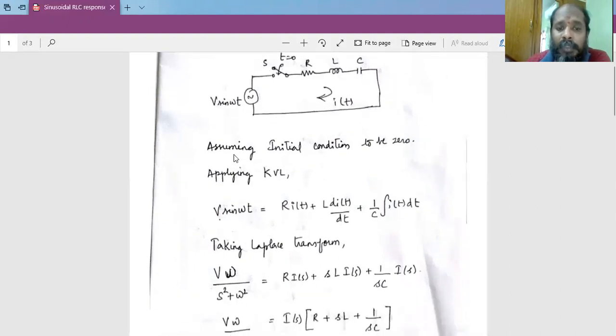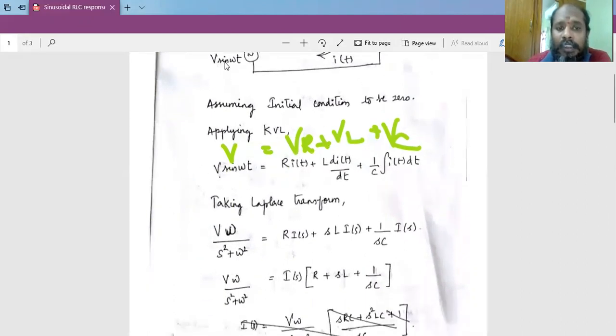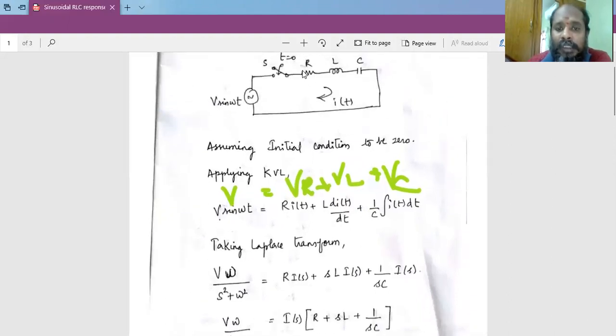When you apply KVL, Kirchhoff's voltage law, the applied voltage V will be equal to the voltage across the resistor plus the voltage across the inductor plus the voltage across the capacitor: VR plus VL plus VC. The voltage applied is V sin omega t, where V is the peak voltage, VM. The voltage across the resistor is R into I of t, the inductor is L into di by dt, and the capacitor is 1 by C integral I of t dt. So it is in the time domain. Now we will take the Laplace transform.